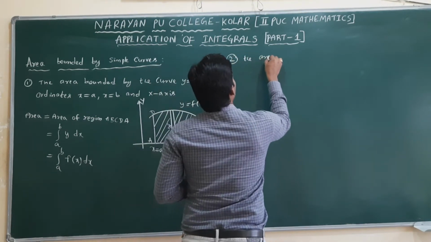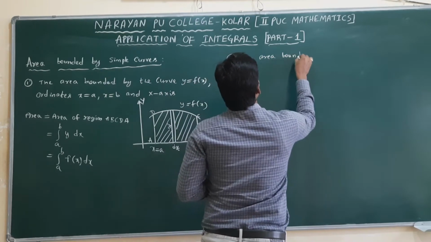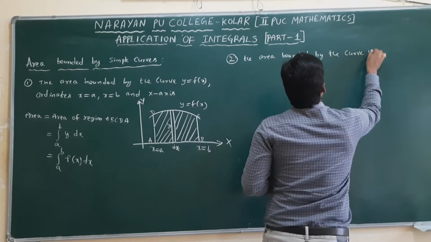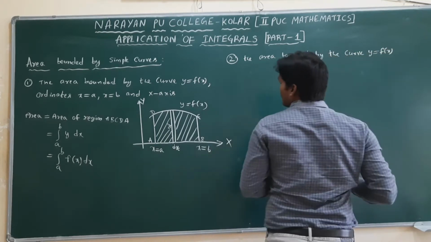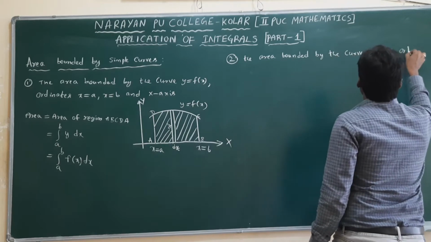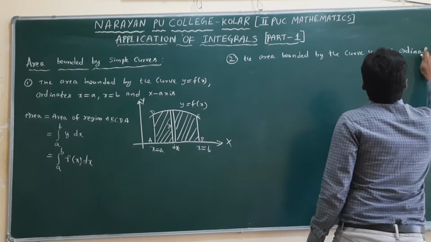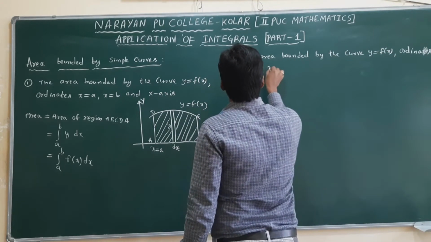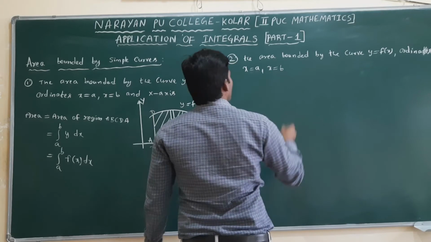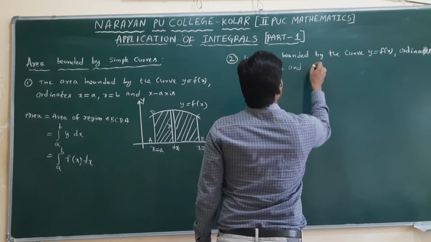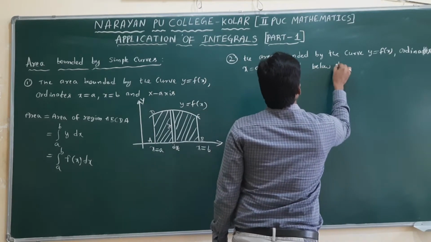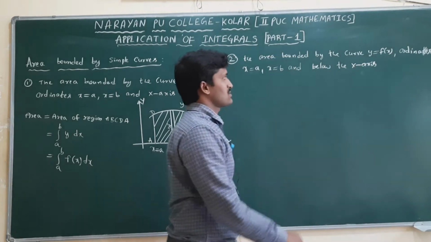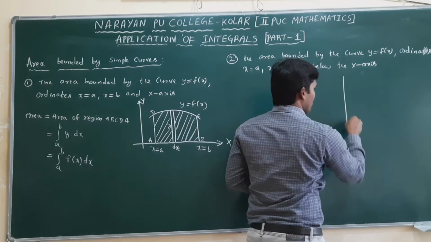The area bounded by the curve y equal to f of x, ordinates x equal to a, x equal to b, and below the x-axis. Now below the x-axis means the region will become like this.